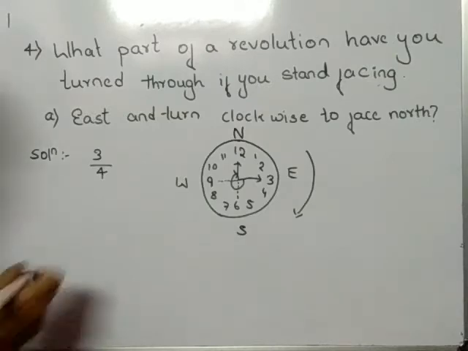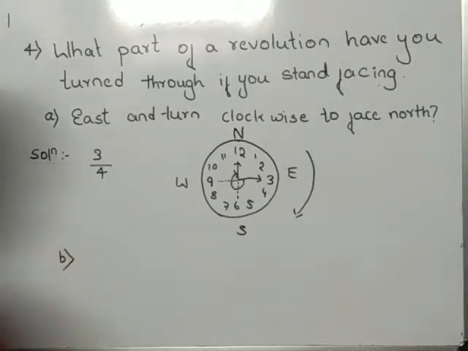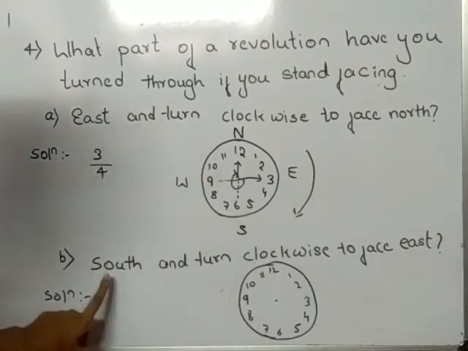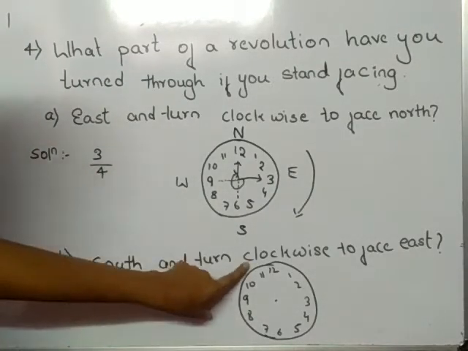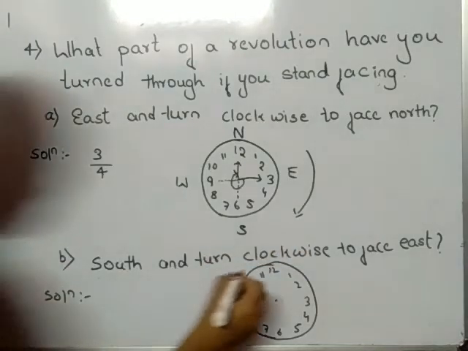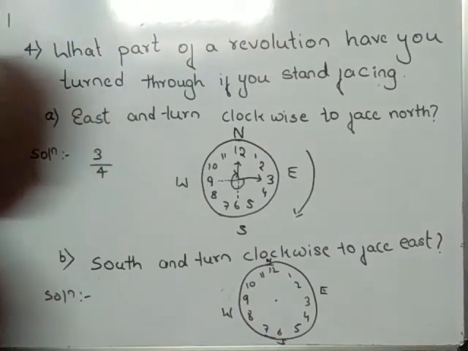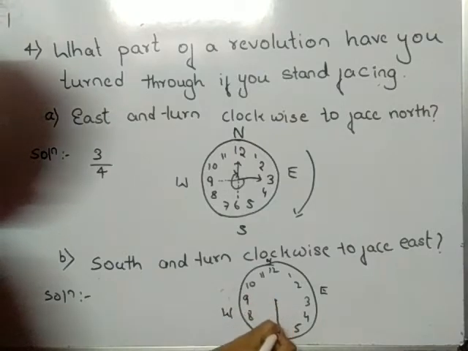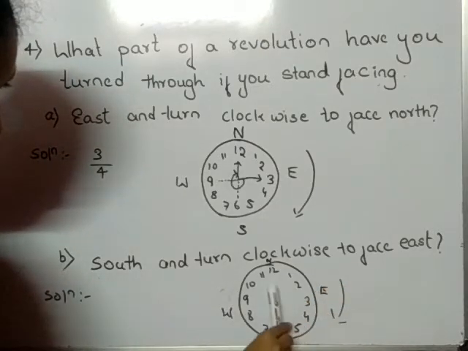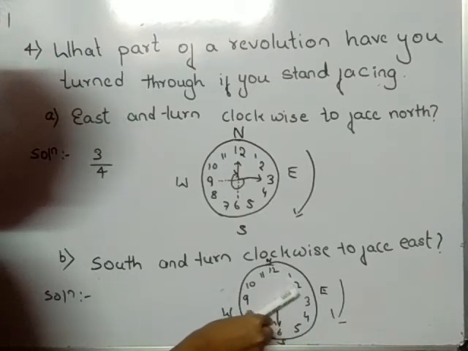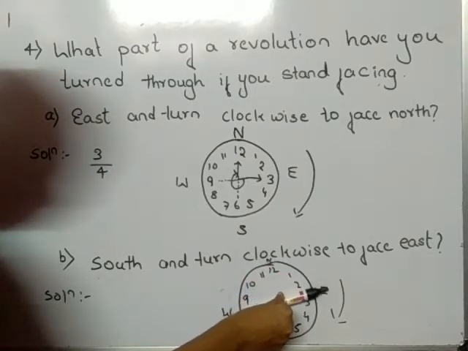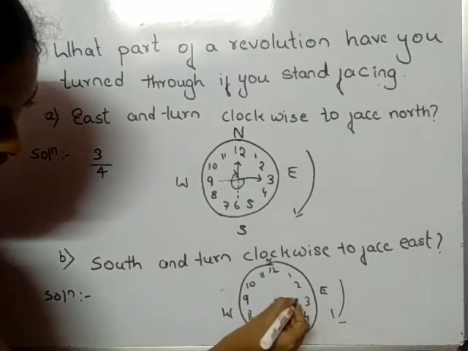Now we'll see for the B. Second one, B. South and turns clockwise to face east. This is north, east, west and this is south. Okay, first he is facing towards the south and he turns in a clockwise direction. Clockwise direction means like this, and after turning he is facing towards the east now, isn't it?